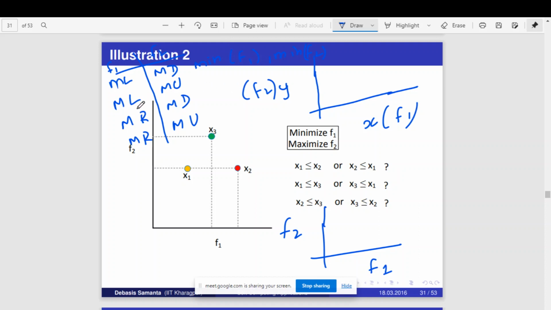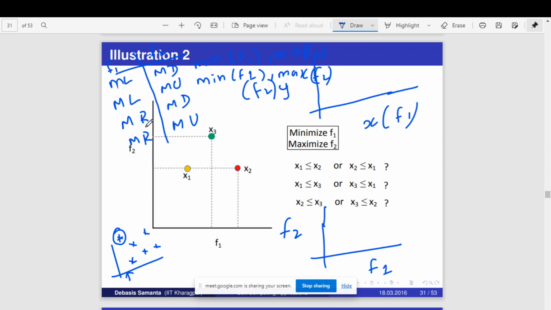What about minimizing f1 and maximizing f2? If the objective is to minimize f1 and maximize f2, then which solution will you say is better? The plot contains many solutions. The solution which is more towards left and more towards top. So probably this solution you will say is better because it is more towards left and also more on the top.